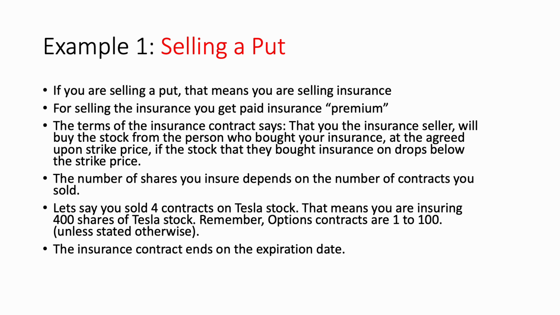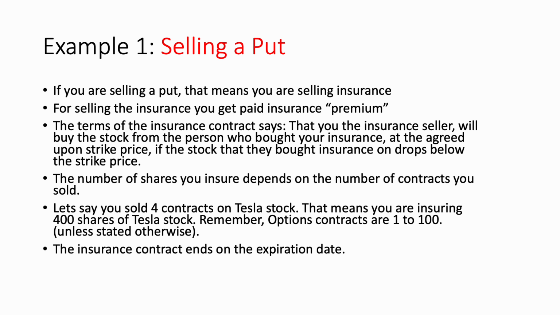The number of shares you insure depends on the number of contracts you sold. And another thing to note is that writing a contract is the same thing as selling a contract. If you're writing a put, selling a put, it's the same thing. Writing just means, because back in the day, they used to write these things on paper. Now it's all digital. So let's say you sold 4 contracts on Tesla stock. That means you're insuring 400 shares of Tesla stock because one contract is 100 shares.